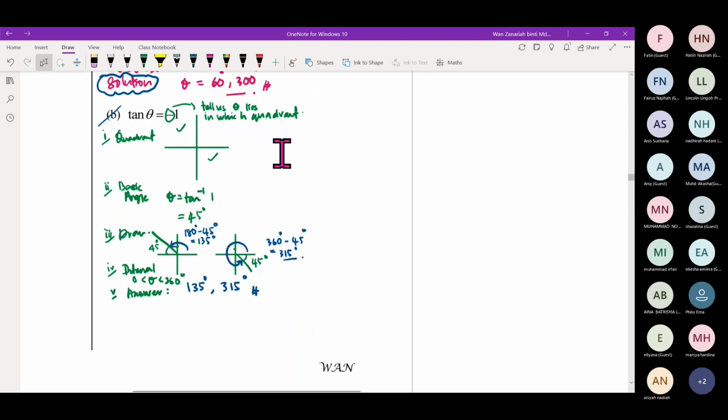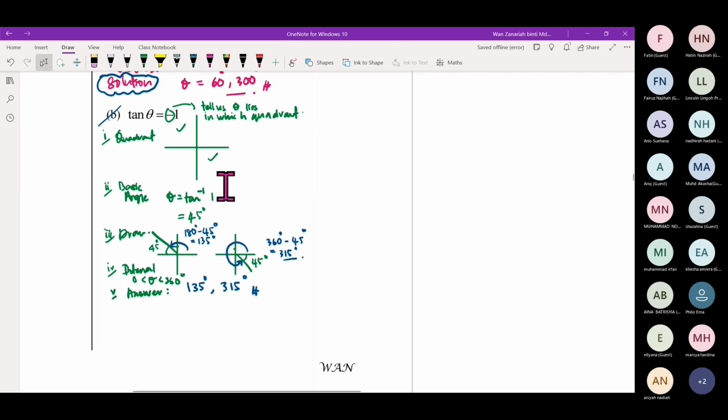Okay, meanwhile, tangent negative. So, Q, quadrant, the first quadrant. So, it's negative. Okay, tell us, theta lies in which quadrant if it is negative? Second and fourth quadrant, right? Okay, second and fourth.